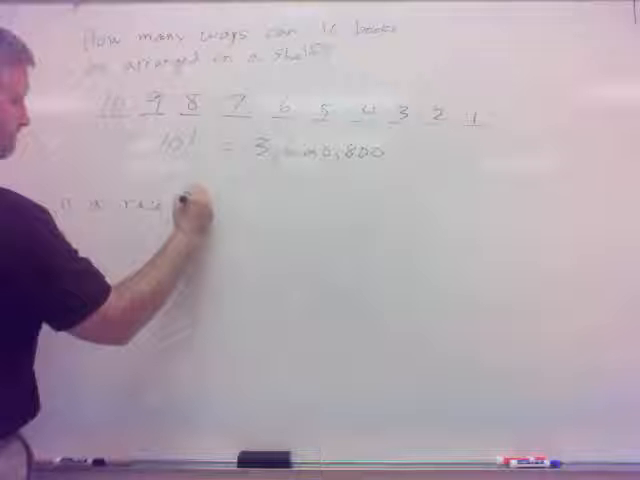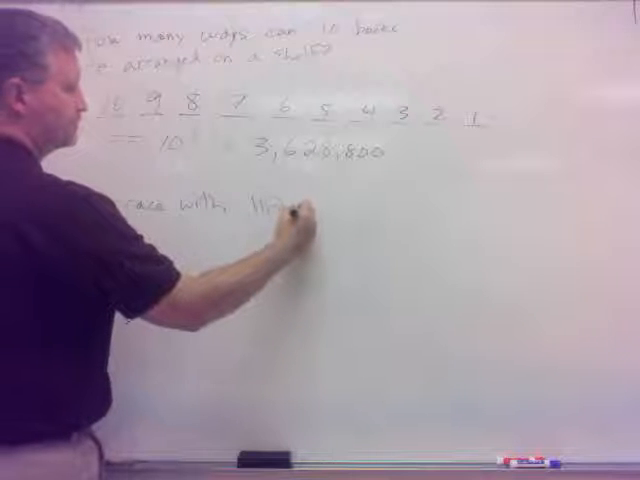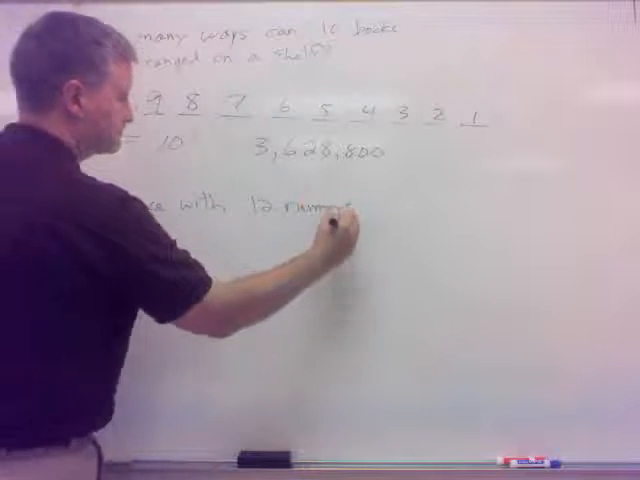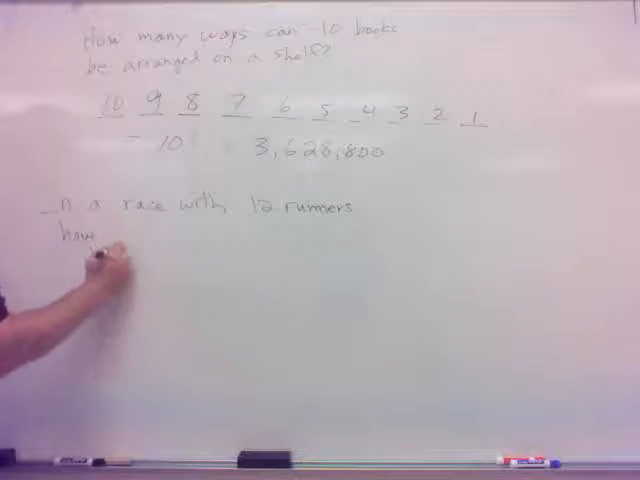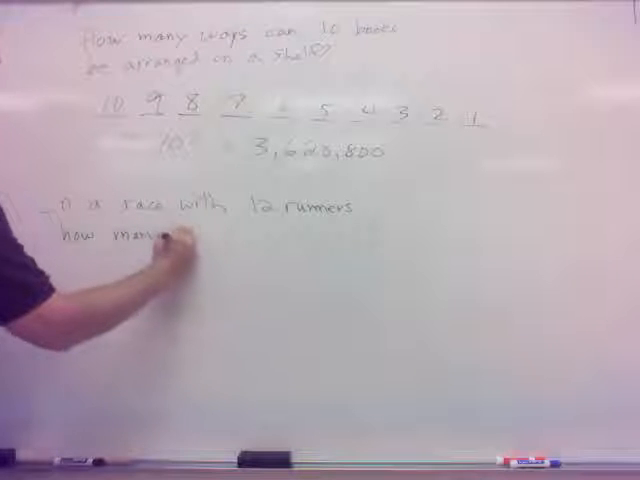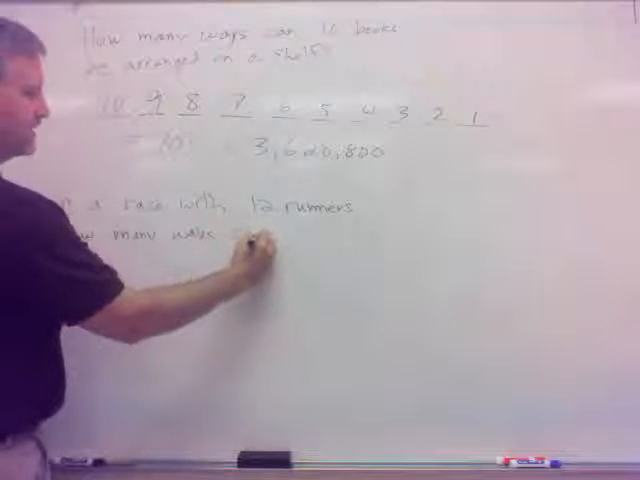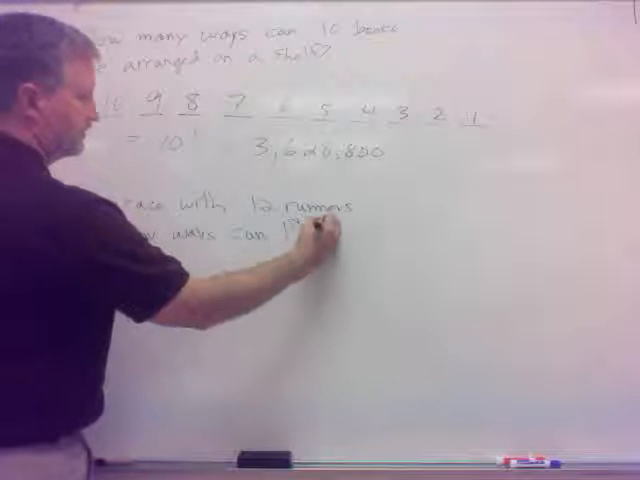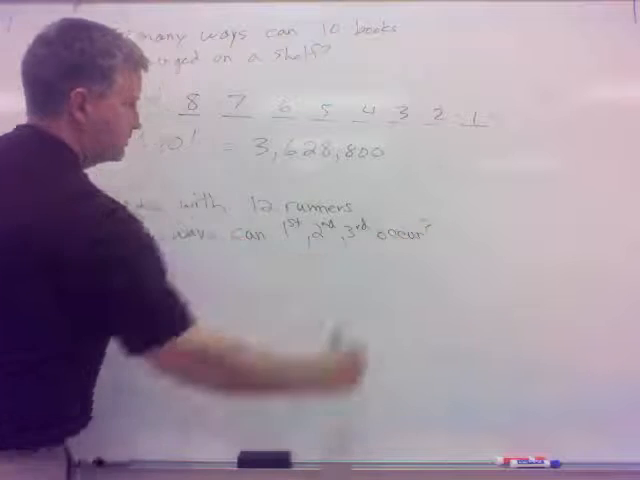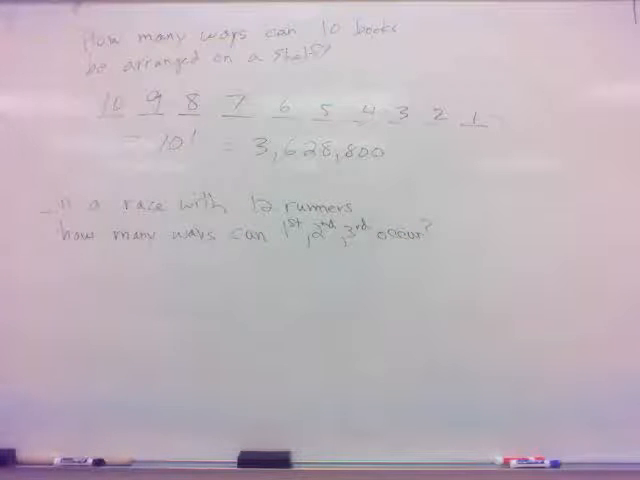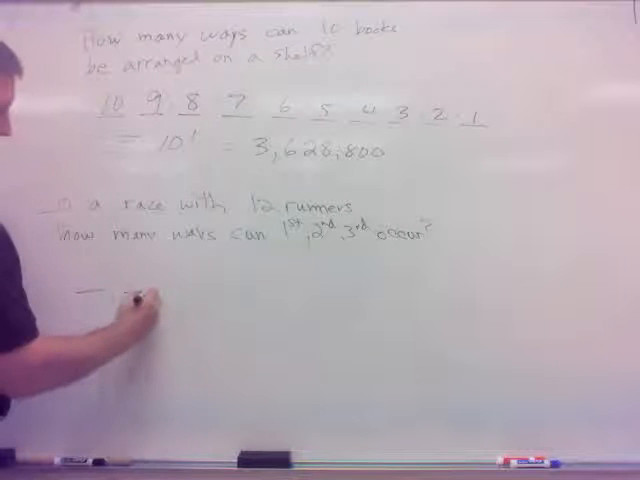Let's say we have a race. Back to the race. In a race with 12 runners, how many ways can first, second, and third occur? So we're only doing the top three spots: first, second, third.